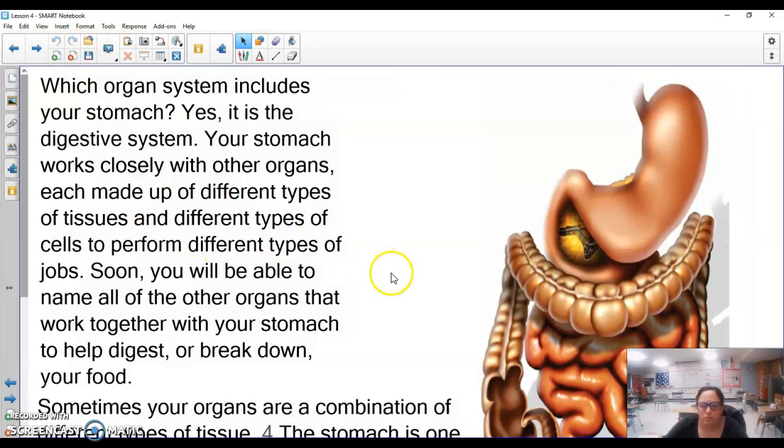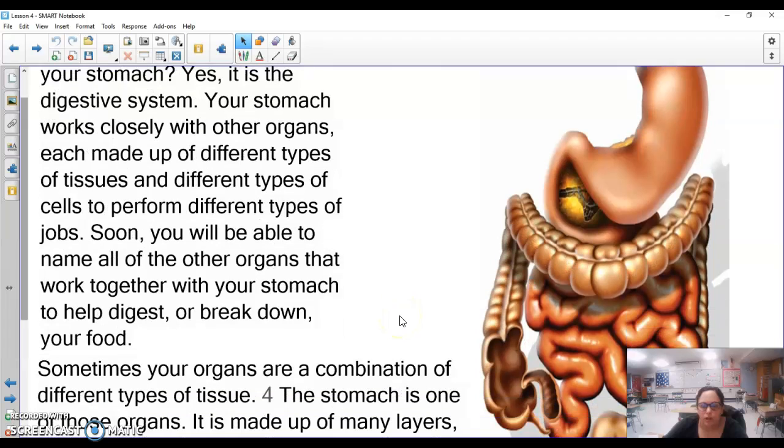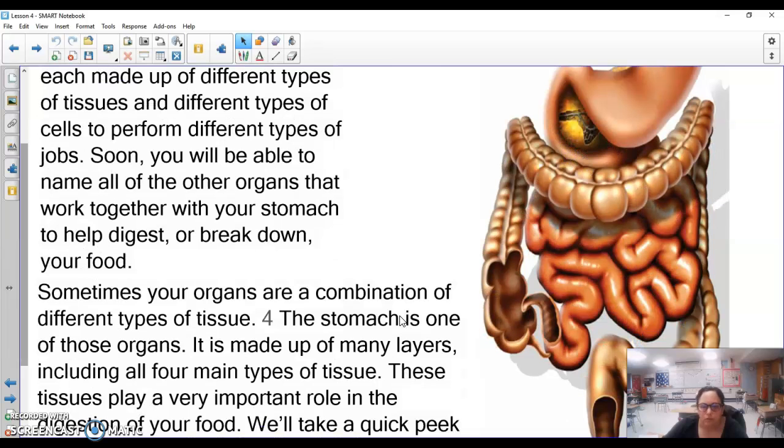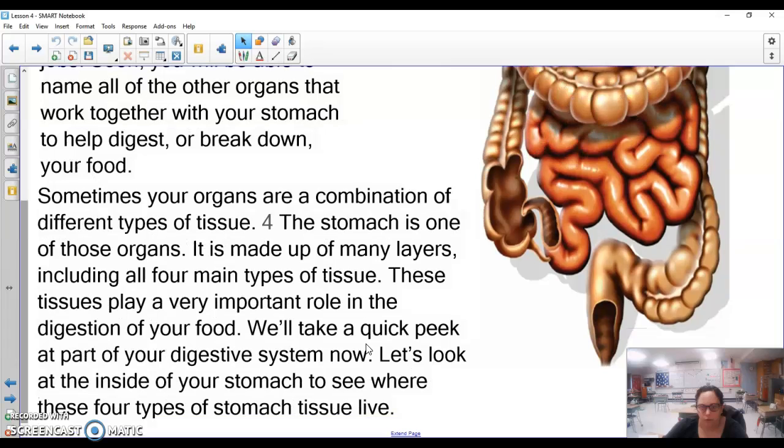Which organ system includes your stomach? Yes, it is the digestive system. Your stomach works closely with other organs, each made up of different types of tissues and different types of cells to perform different types of jobs. Soon, you will be able to name all the other organs that work together with your stomach to help digest or break down your food.